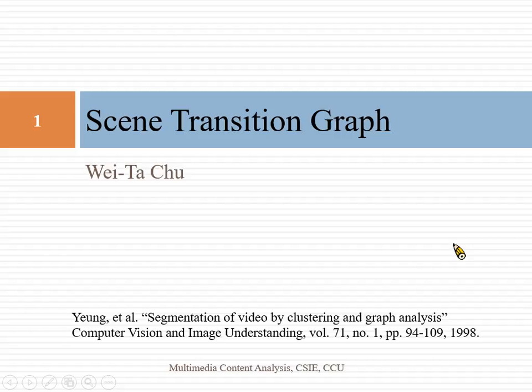So in the following slides, we will introduce the technique to detect video scene change, and we will introduce this paper published in 1998, and this is also a very canonical paper to detect video scenes. The author is also from Taiwan, and he is a professor at Princeton University. And this paper was published in Computer Vision and Image Understanding, which is also a top journal of the computer vision field.